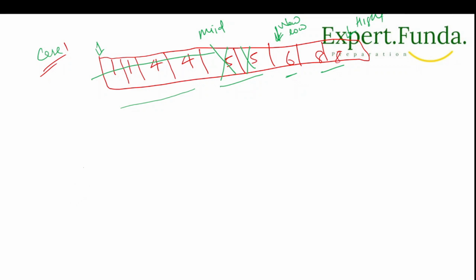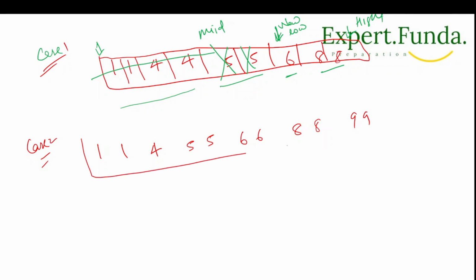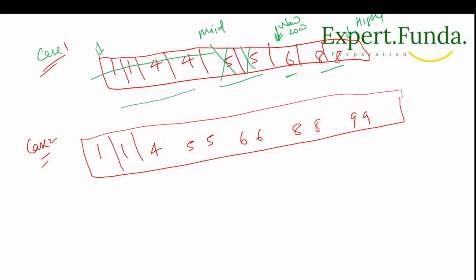So how will we do that? Let's suppose, give me a minute, let me change the color. Okay, so in case 2, let's suppose we have 1, then 1, then 4, then 5. In this case we have 6 6 and 8 8 9 9. If we represent this in an array, it will look like this array. Okay, now this is done.